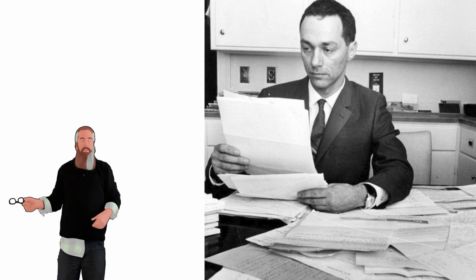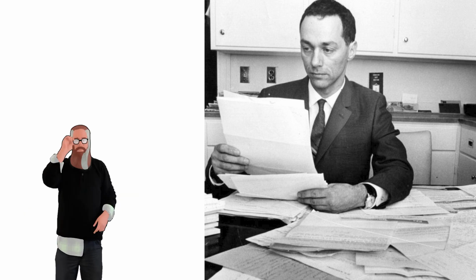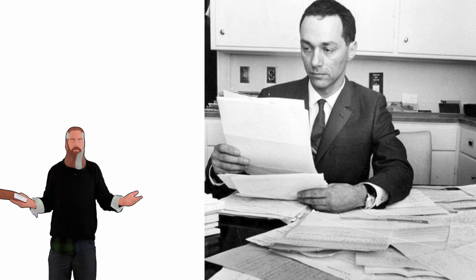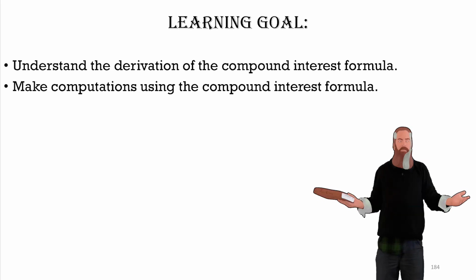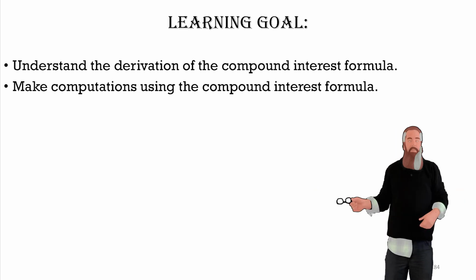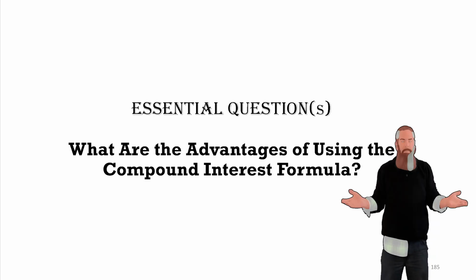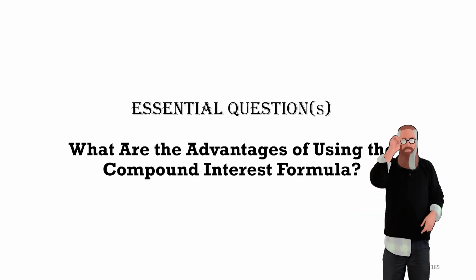It was politician, businessman, and television personality Morton Schulman who said, "To make a million, start with 900,000." In this lesson, we're going to understand the derivation of the compound interest formula, and we're going to make computations using the compound interest formula, all to answer the question, what are the advantages of using the compound interest formula?